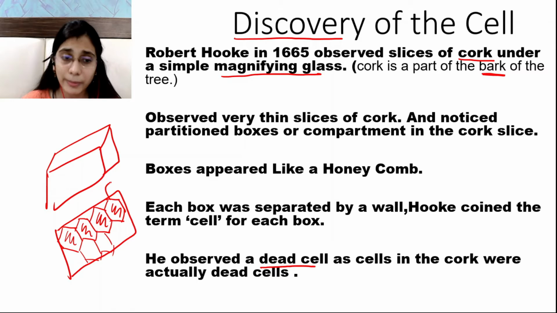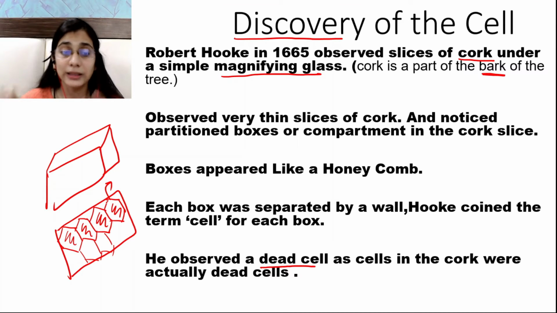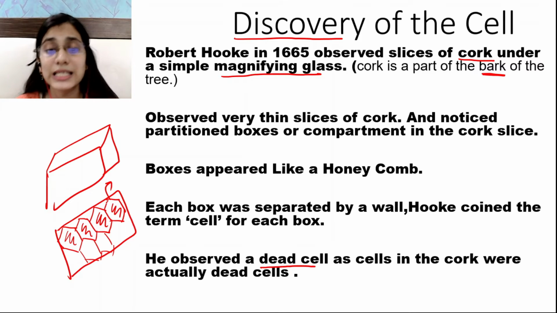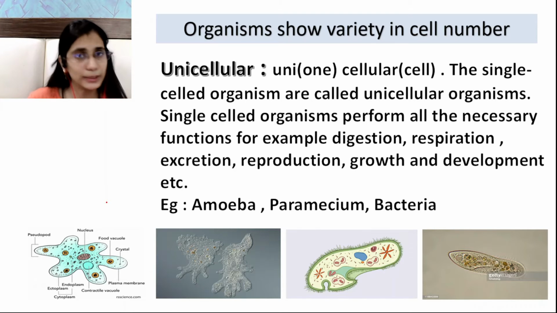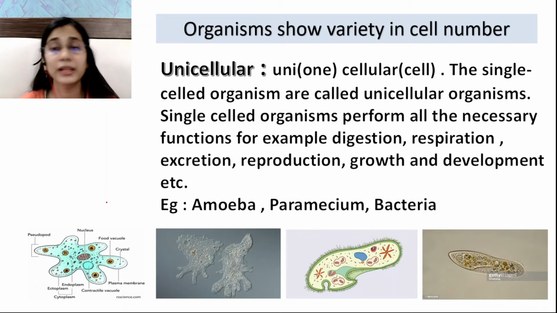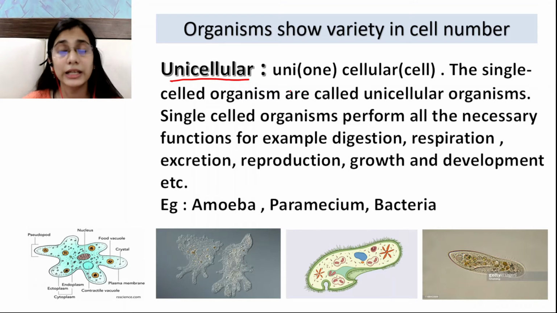But what is this membrane? We study about it in a later lecture. The membrane is known as the cell wall. Now, organisms show variety in their cell number, in their cell shape, in their cell structure. So, the number we have in unicellular, the cell can be one also, single in number.